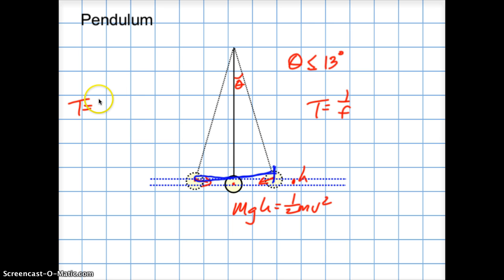Since that is part of a circle, it's 2 pi times the square root of the length of the string divided by gravity. That formula will give me the time period of a pendulum. That tells me a few things, but the most important thing it tells me is that the period of a pendulum is independent of the mass.